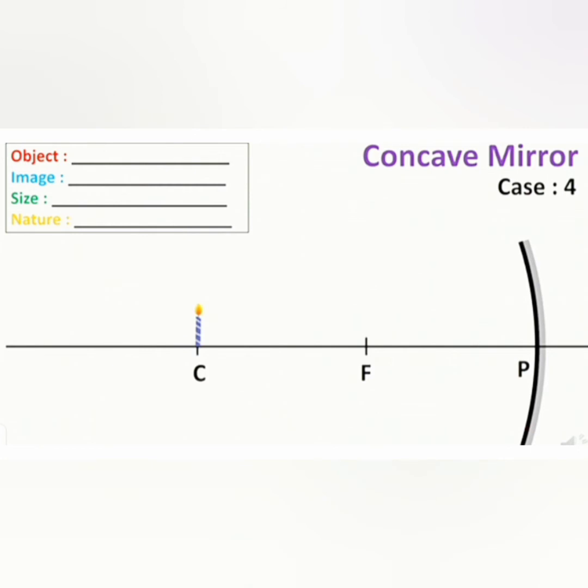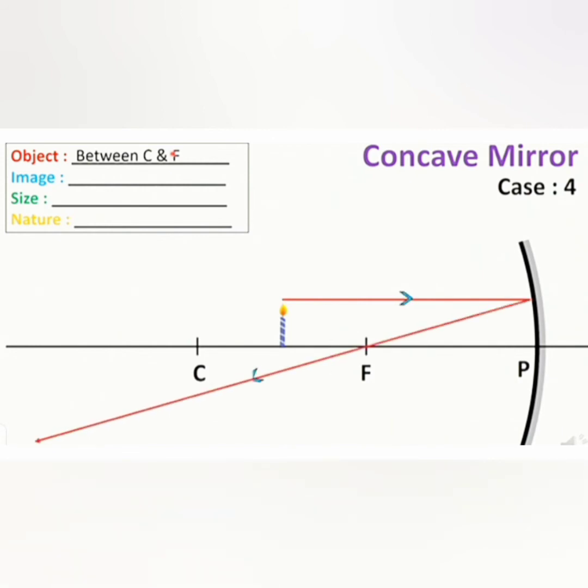Now move on to case number 4. The object is between the center of curvature and the focus. One light ray will fall on the mirror parallel to the principal axis. After reflection, it reflects through the focus. Another ray will pass through the focus and it will reflect parallel to the principal axis. Both rays intersect each other beyond C. So the image will be beyond C.